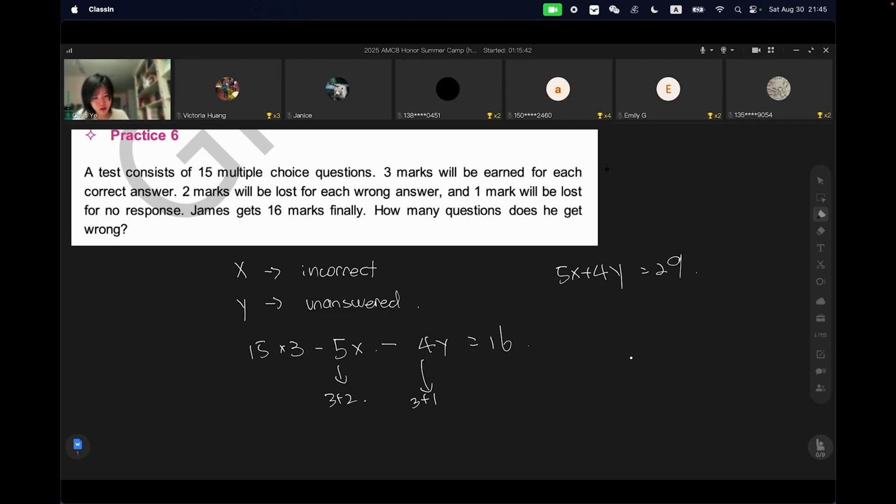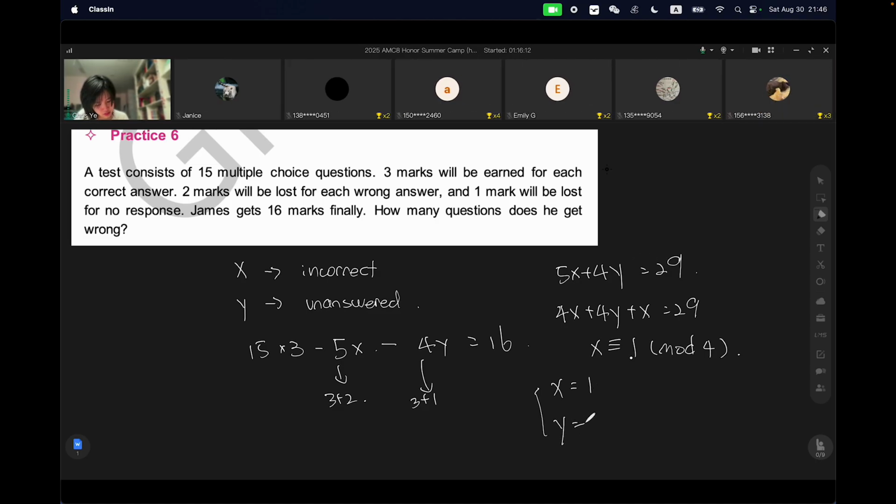And by solving this equation, we have 4x plus 4y plus x equals 29. And when divided by 4, we find that each side of this equation has a remainder of 1. So x is congruent to 1 mod 4. And therefore, the first solution that x can be would be 1. Let's try it out. If x equals 1, then y would be 24 divided by 4 equal to 6.